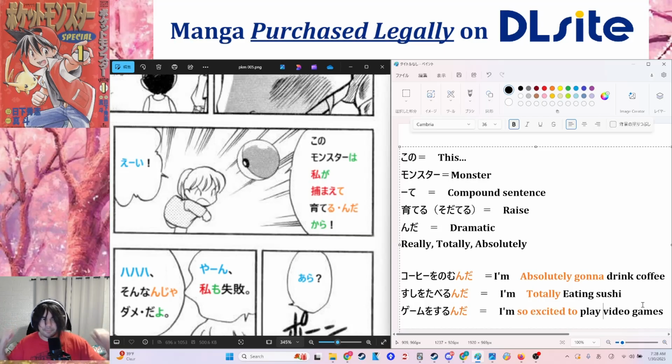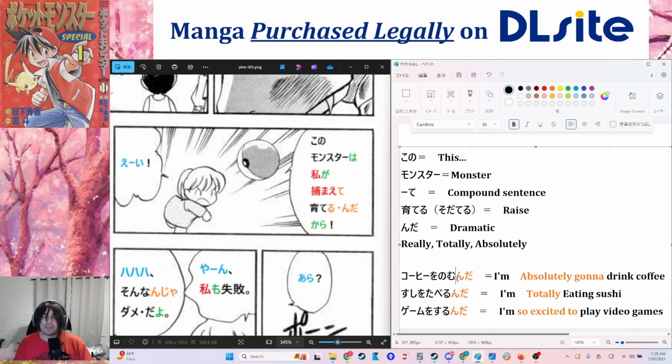So if you want to say that emphatically, get really into it: game o surunda. I'm so excited to play video games. Now, admittedly, I'm stretching it a little bit here with the so excited too. Could totally see using it in a translation though, but I digress. So again, the nda ending does not change anything about the actual meaning of the sentence, but it's used to show emotion or put a little bit of oomph behind your sentence, the same way we use really, totally, and absolutely.